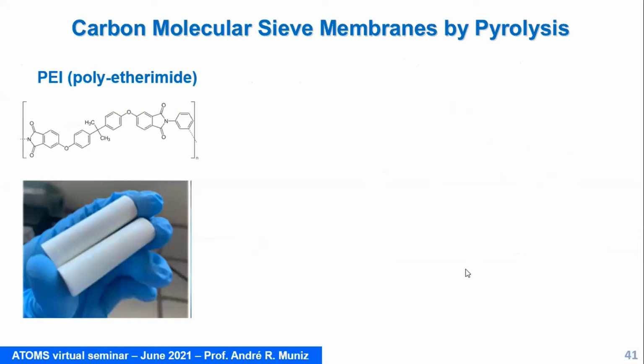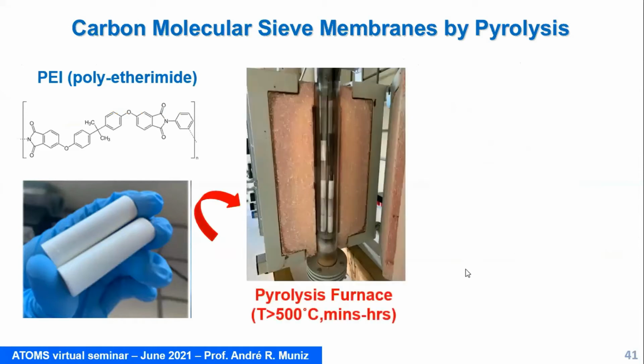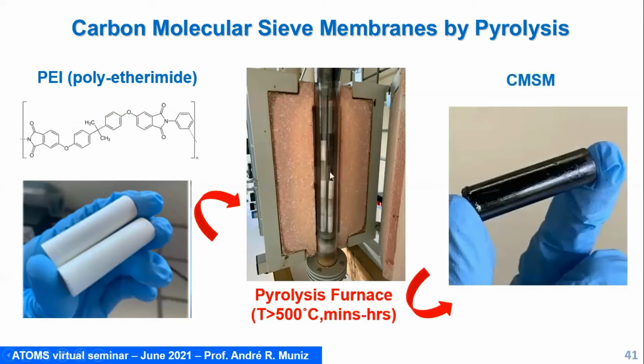This work has been conducted in collaboration with an experimental group from our university, the Laboratory of Membranes, and now it's being sponsored by Petrobras. And these are some images of what they do in the lab. They get a ceramic tube, they cover it with the polymer, then expose it to high temperatures for minutes up to hours in a furnace, and at the end, we have the formation of this dark material.